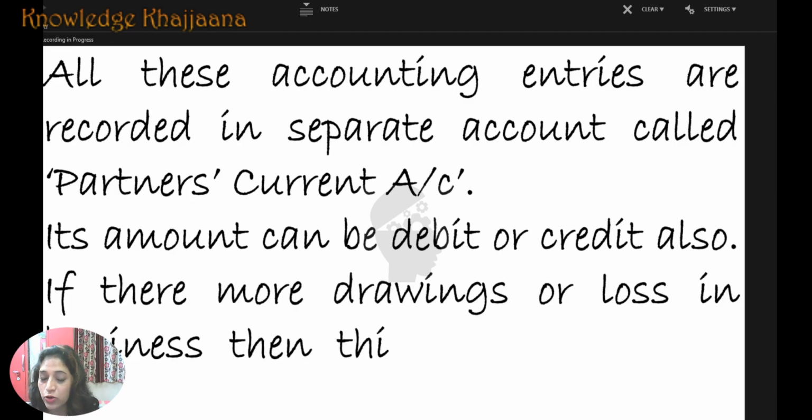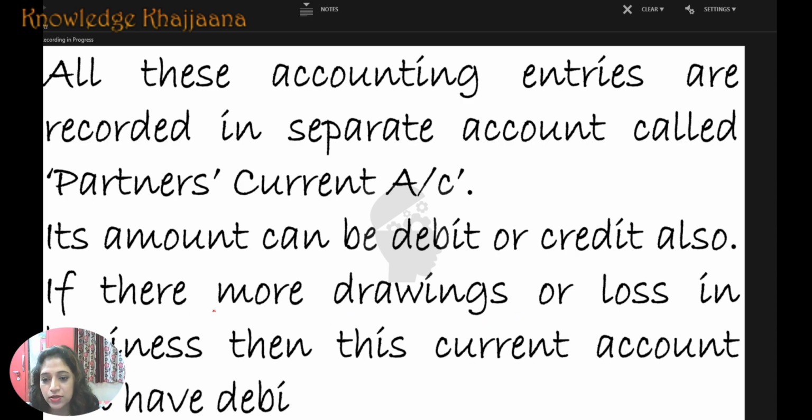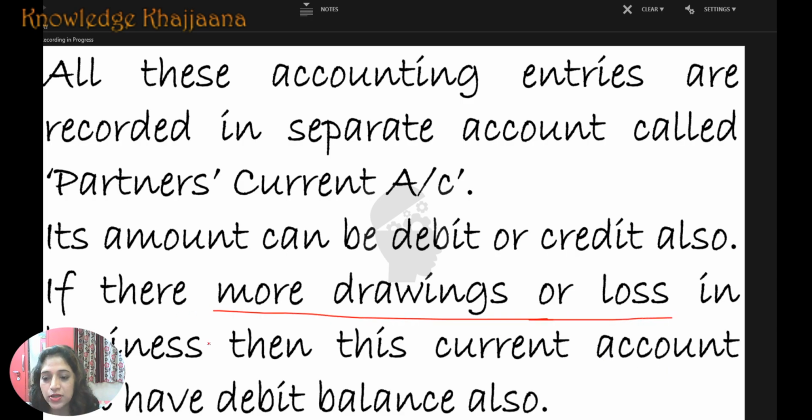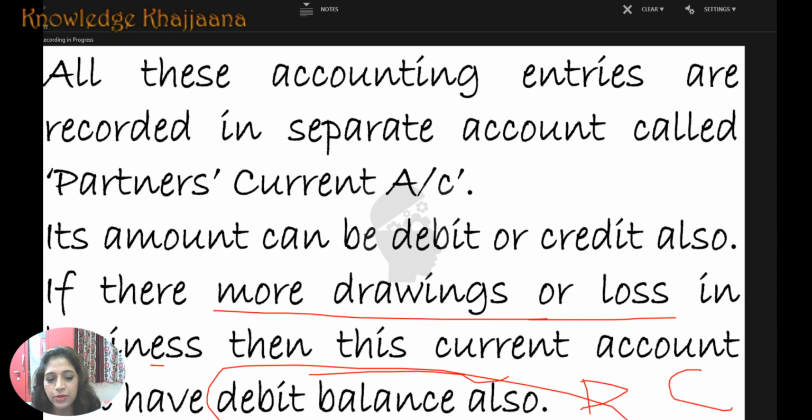Its amount can be debit or credit also. If there are more drawings or loss in the business, then what? Salaries, commission, earned profit, against drawings or loss: if the debit side is bigger, then this current account can have a debit balance also. Always remember, if the debit side is bigger, the remaining balance is called a debit balance. If the credit side is bigger, then the remaining balance is called a credit balance.